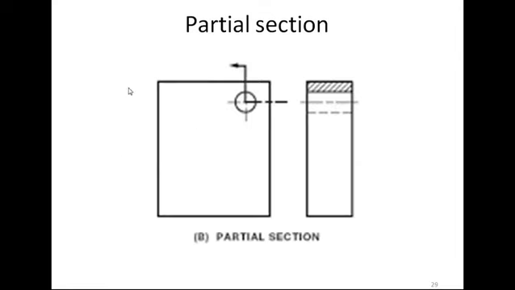See here one example of a partial section. We only want to show this for only this hole. So we have taken a partial cut here, and we have shown the hatching here. So that's why it's called a partial section.